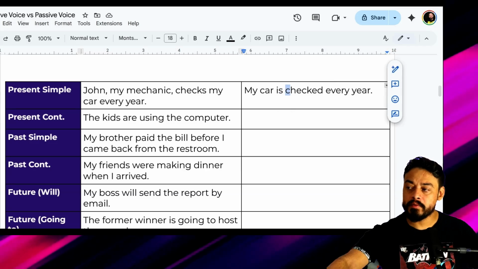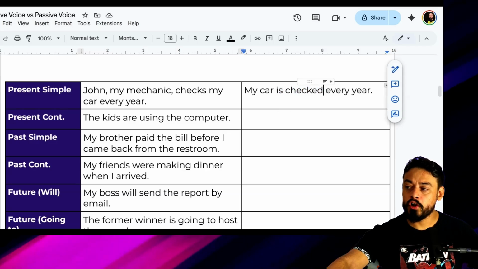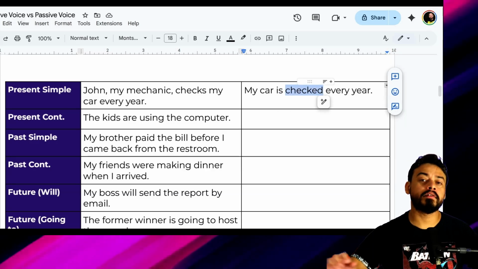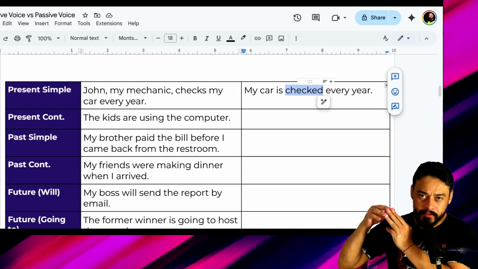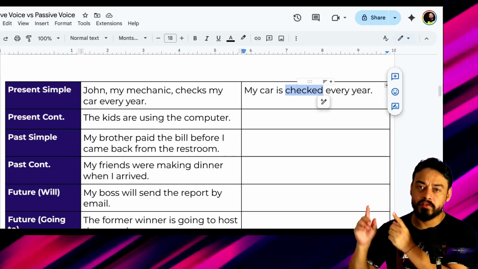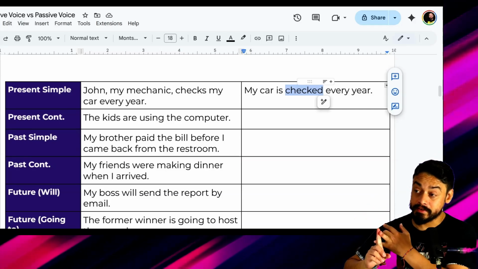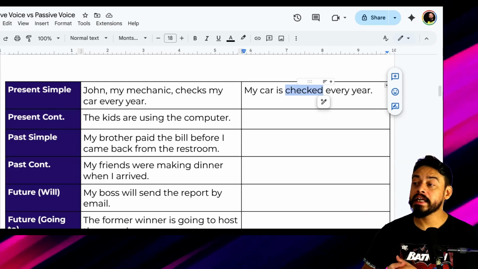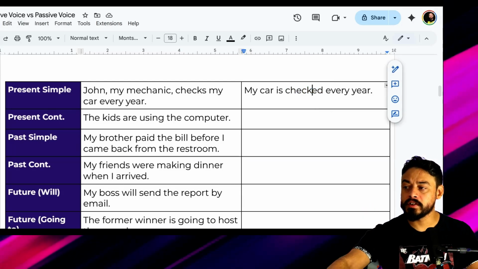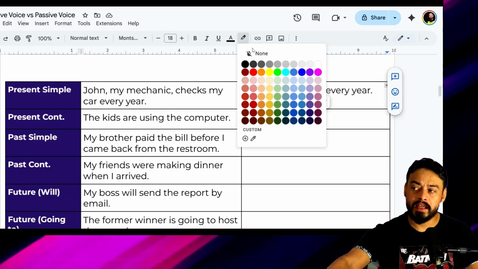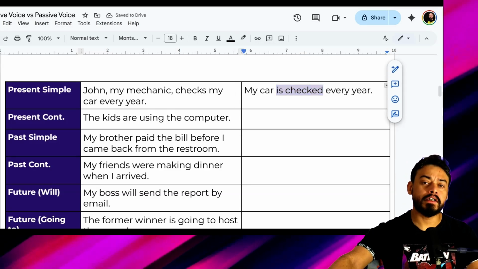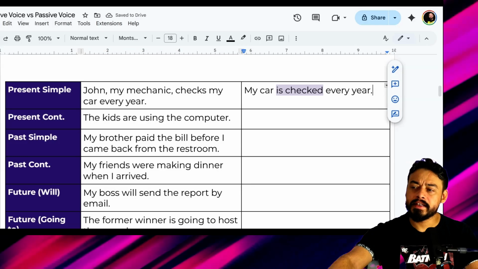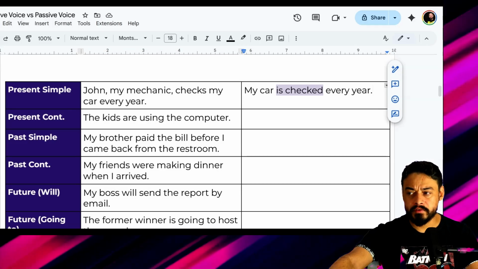And remember, the verb is always in the past participle form, or the third column of the conjugation of the verbs there. So check, checked, checked. So in the simple present, the passive voice is formed with is checked in this example here. Okay? Now, present continuous. The kids are using the computer.